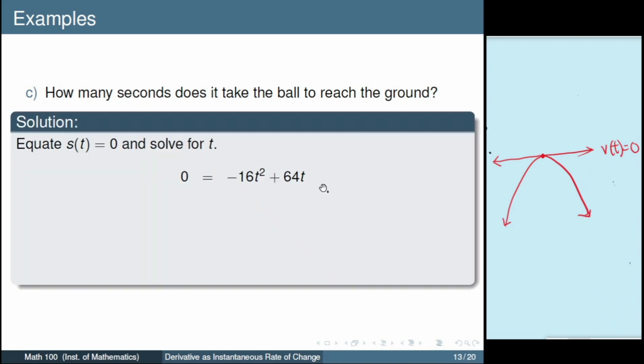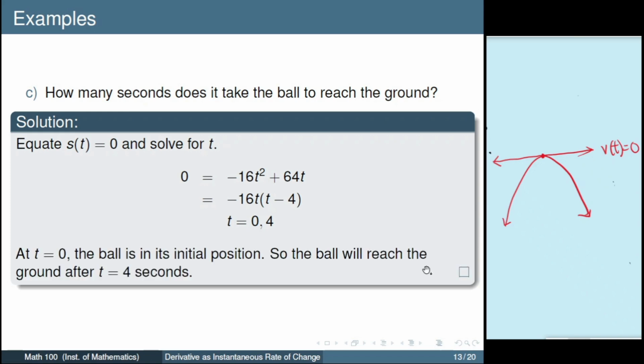Factoring it out, we can factor out negative 16t. You have times t minus 4. You have two solutions here, t equals 0 and t equals 4. Pero again, t equals 0, ito yung initial time natin, no? So, ibig sabihin, ito pa lang yung moment na ibabato natin yung ball. So, therefore, we will consider t equals 4 as our answer. So, after 4 seconds, the ball will reach the ground.